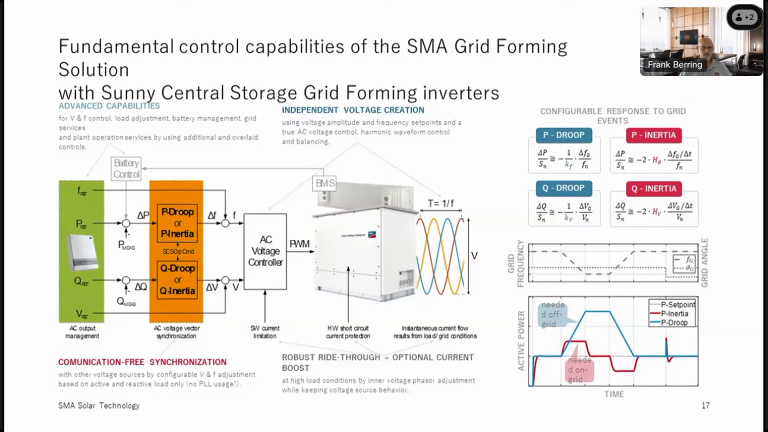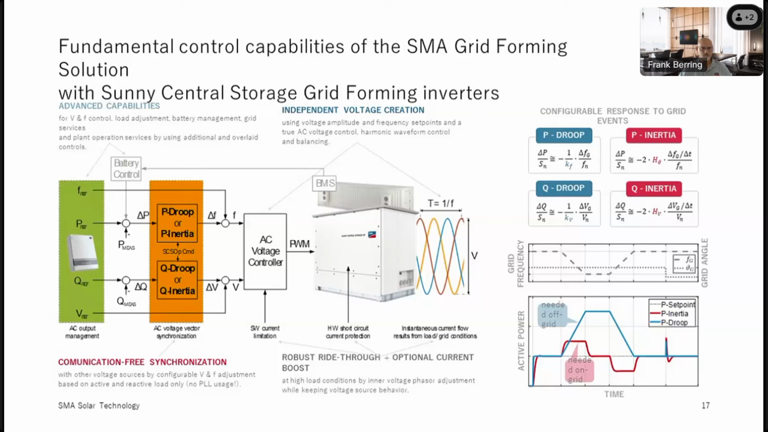We have a plant controller, which has basically advanced capabilities. You can do overlaid V and F control. You have load adjustments. You can implement the battery management limitations, of course, or you have the BMS directly integrated into the inverter. That's also possible. You do any sorts of grid services by using an external plant controller, right? Energy shifting or fast frequency control.